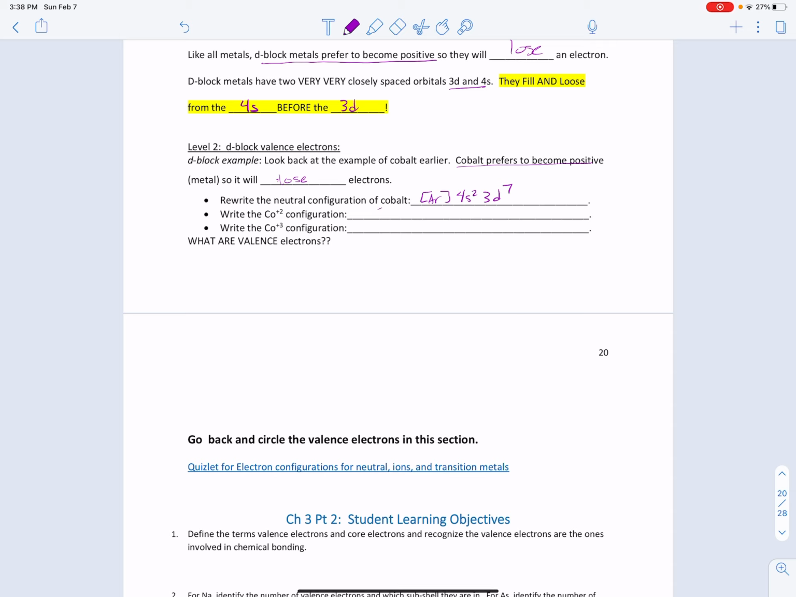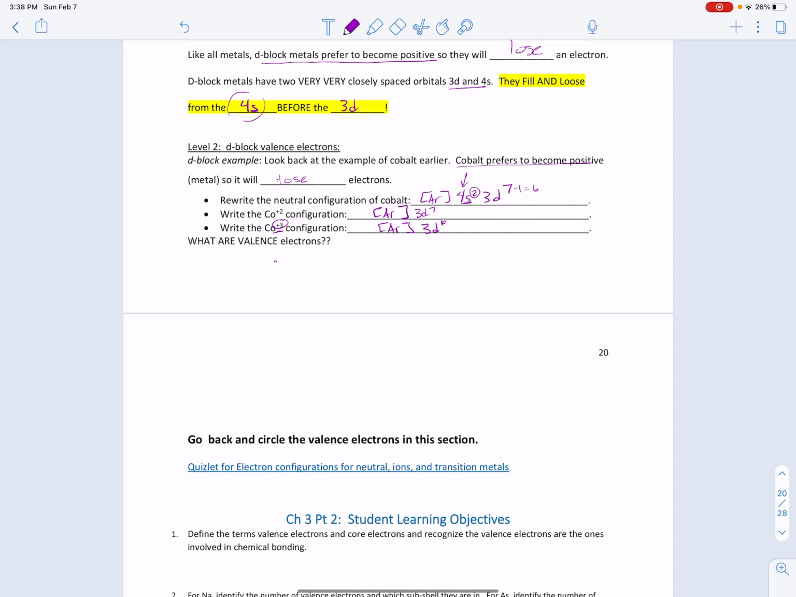If we want to make it positive, it comes out of the 4s, which might make sense to you because that's a higher energy level. It's like saying 4s0 3d7, but don't put the 0 in. We would just say argon 3d7. Then what if I run out of s electrons? Then you start taking them out of the d. So this one would become 3d6, because with 3 electrons lost, 2 came from here, and then 1 came from here.